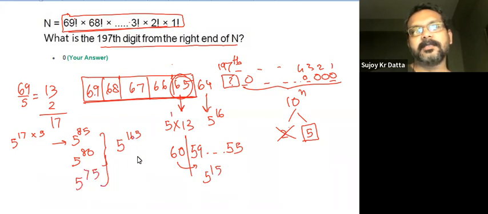So if I add this, it exceeds 200. So the 197th digit is clearly 0, because you already have more than 200 zeros at the end. So the 197th digit is obviously a 0. So that's your answer.